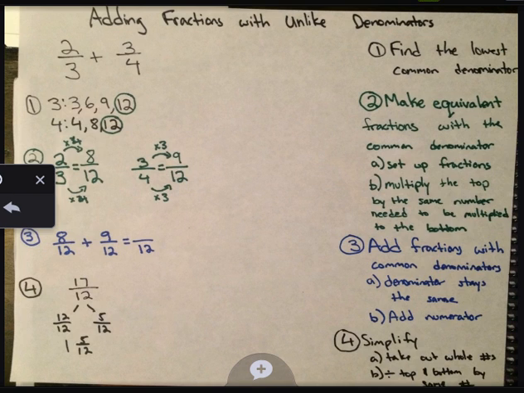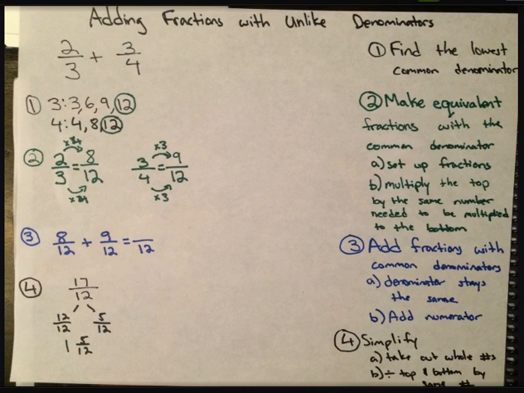Our last step is to simplify the fraction. We now have 17 over 12. We know that that's more than 1 because the numerator is bigger than the denominator. So the first thing we have to do is we have to take out the whole numbers. If we take out 12 over 12 from 17 over 12, we're left with 5 twelfths. So our 12 twelfths becomes 1 whole, and our 5 twelfths stays the same.